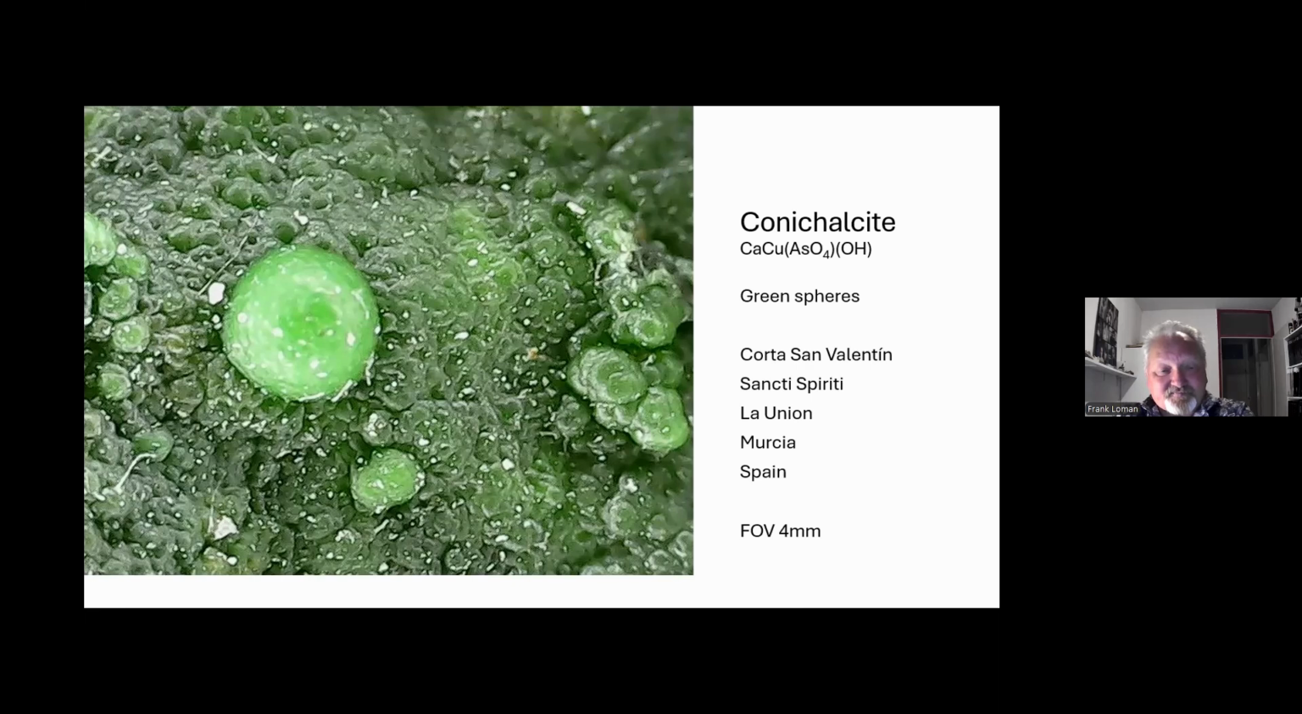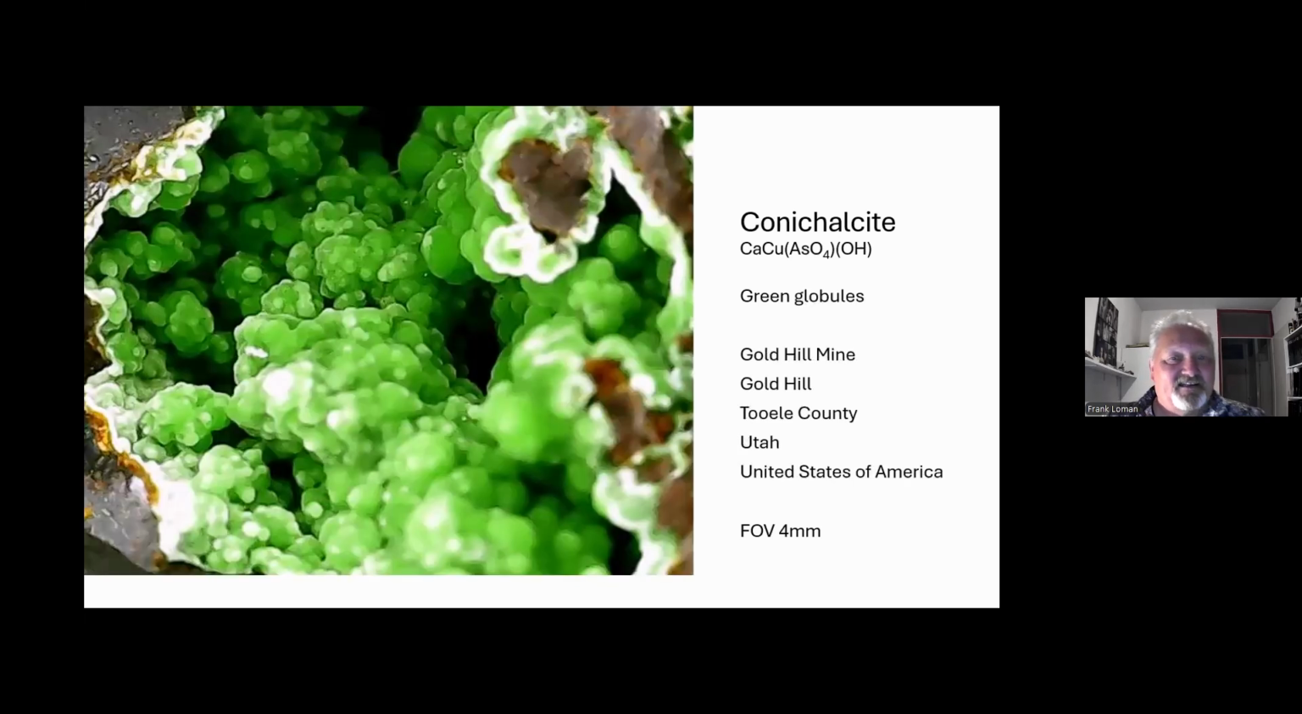Conichalcite, another arsenate, calcium copper arsenate, forms green spheres on globular conichalcite, in this case from Corte San Valentín in Murcia, Spain. This is also a conichalcite, and this forms green globules in a cavity from the Gold Hill mine in Utah.